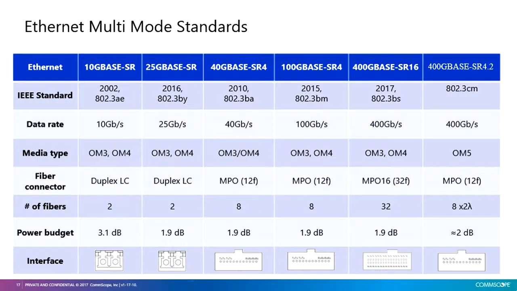Then you can see in this table, the power budget is typically mentioned in the IEEE Ethernet standard for applications on both multimode and single mode. The slide here shows some of the power budget values mentioned in the IEEE. For example, 10GBASE-SR with two connectors, the loss is 3.1 dB, 25GBASE-SR the loss is 1.9 dB, and 40G the loss is 1.9 dB.